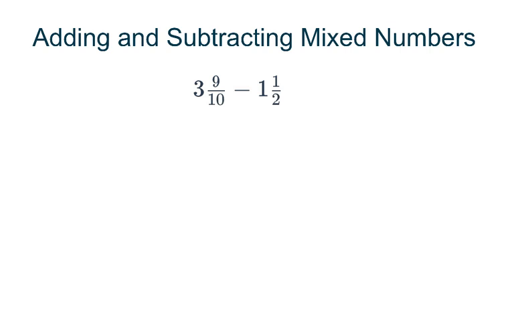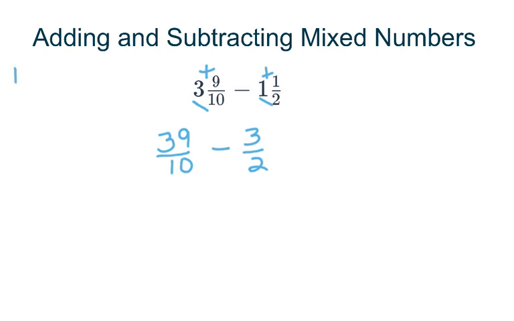Let's look at another example. So now we have 3 and 9 tenths minus 1 and 1/2. Again, we have to change these into improper fractions. So 10 times the 3 is 30, and then add the 9. So this is 39 over 10. We're going to do the same thing with this other one. So it's 2 times the 1, which is 2, and then add the top. So this is 3 over 2.